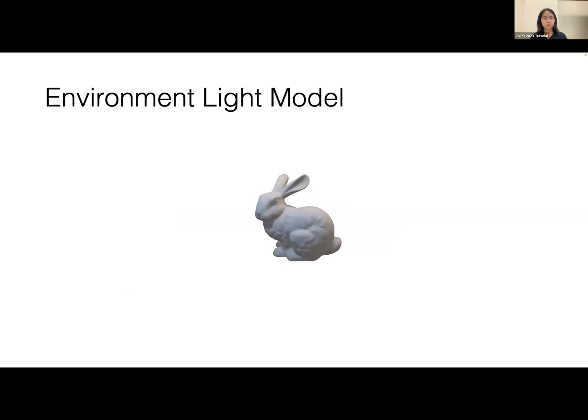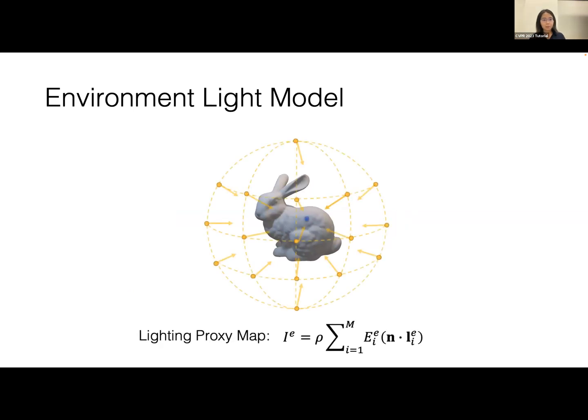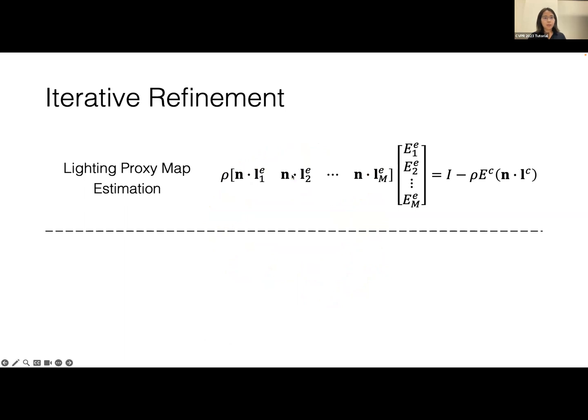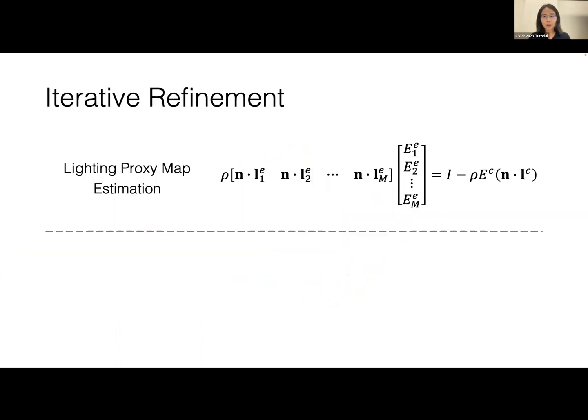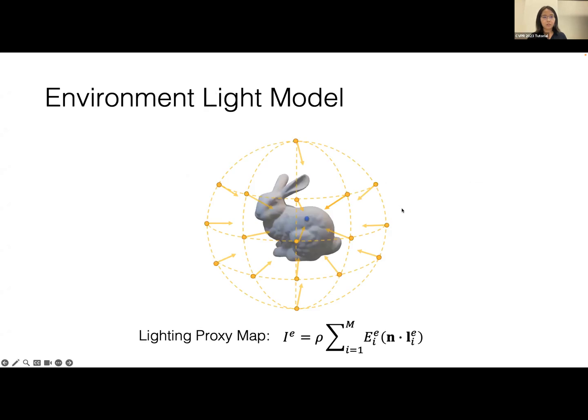What we do is come up with an approximation of the environment light, which we call a light proxy map, for estimating the effect of environment light. Our lighting proxy map is basically an array of light sources sampled around a hemisphere. We assume that the lighting directions are all towards the center of the sphere, and we estimate the intensity for each sample point on the sphere. Basically, we first solve this equation and get an initial estimation of these parameters, and then we use them to estimate the lighting proxy map, for example, the intensities of these light samples.